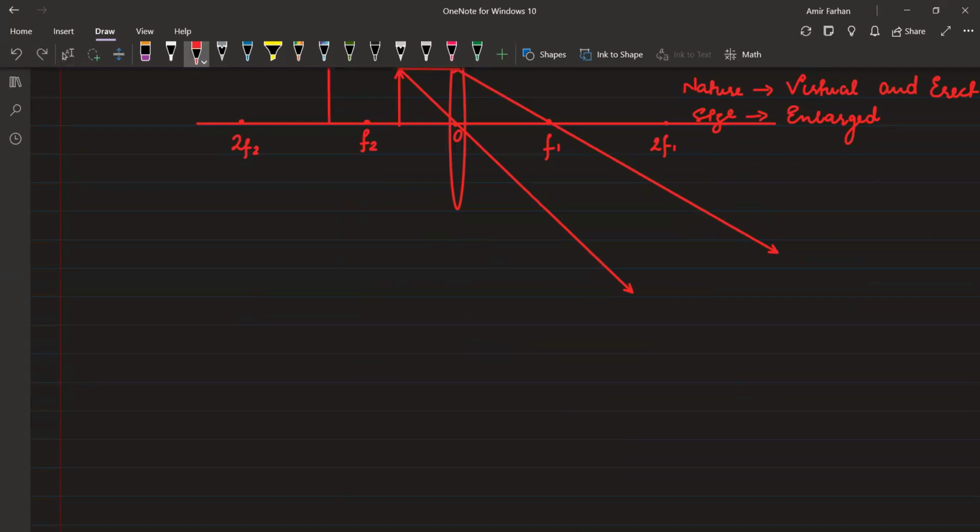Before that, let me tell you the applications of convex lenses, because sometimes a 2 mark question comes in the exam asking what is the use of the convex lens. So you should have the idea before starting. Let me paste a summary of this topic, like this image.